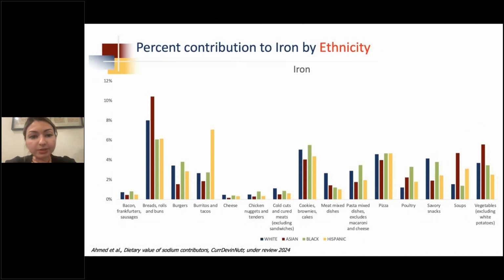Over here, you can also look at iron. Again, Asian Americans are deriving a greater proportion of their total iron intake from breads. And again, the data is very similar to vegetables, but a little bit higher for Asian Americans. And over here, you have Hispanics who are deriving a lot of iron from the burritos and tacos.